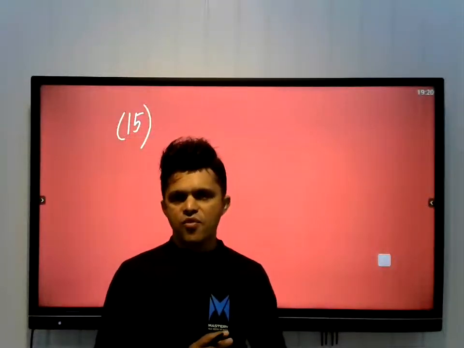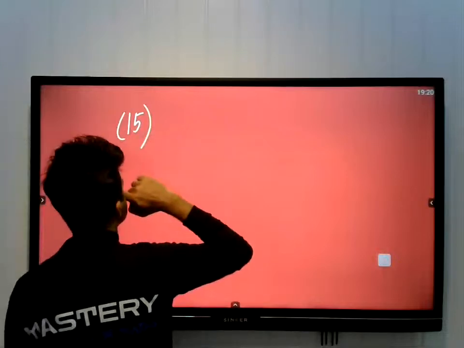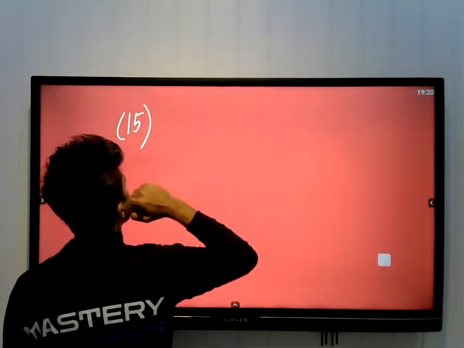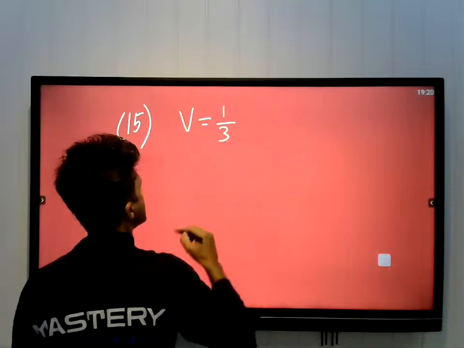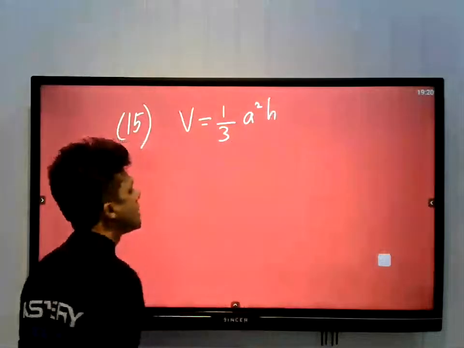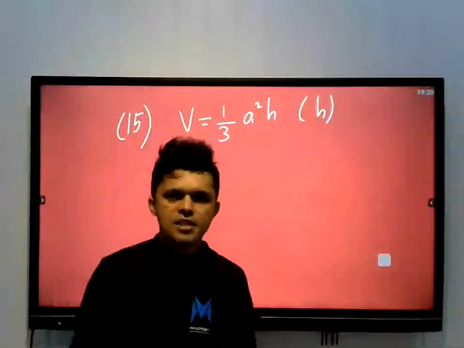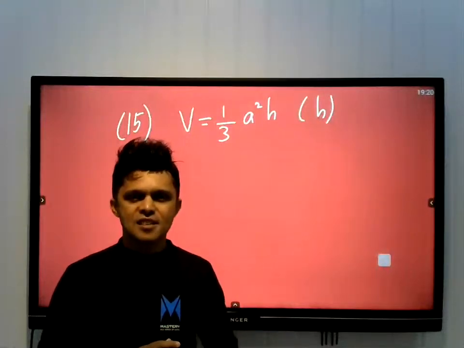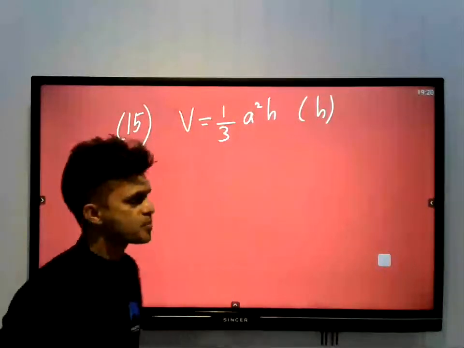How can you do this type of one? V equals 1/3 A squared H. How can you write the term H as the subject? How can you write the term H as the subject of this formula?